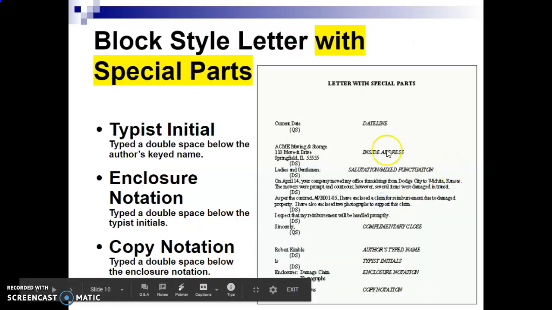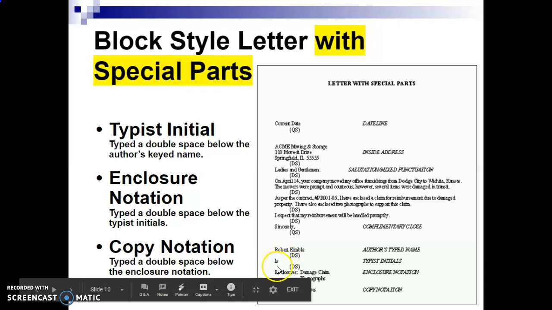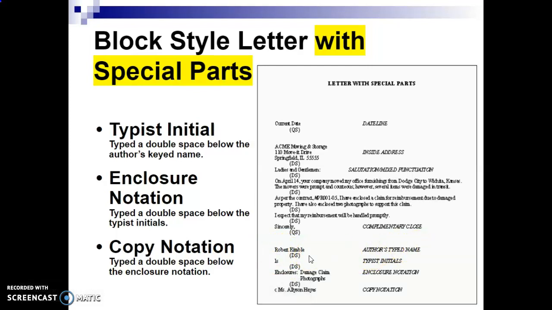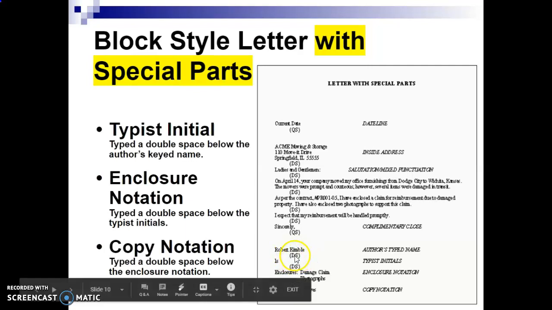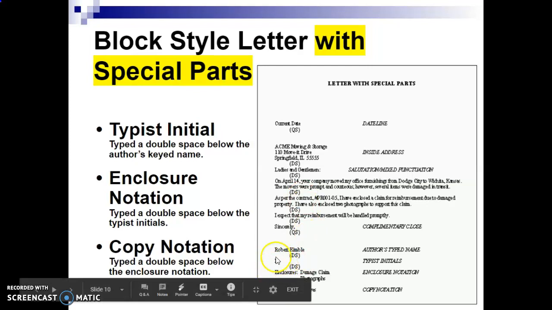So this is an example of a letter with special letter parts. Okay. You have your typist initials down here, and it's kind of hard to see, but it's this LS. All right, it's underneath the author's typed name, Robert Kimball. And remember, these notations of DS and QS wouldn't be on the letter. These are just showing you the line spacing. Okay, quadruple space is QS, DS is double space. All right, so here's the typist initials.